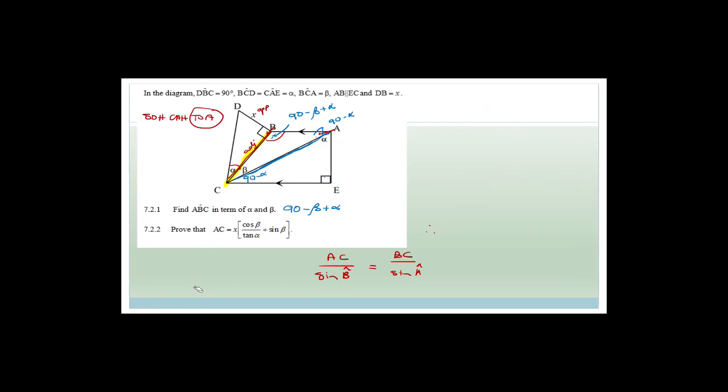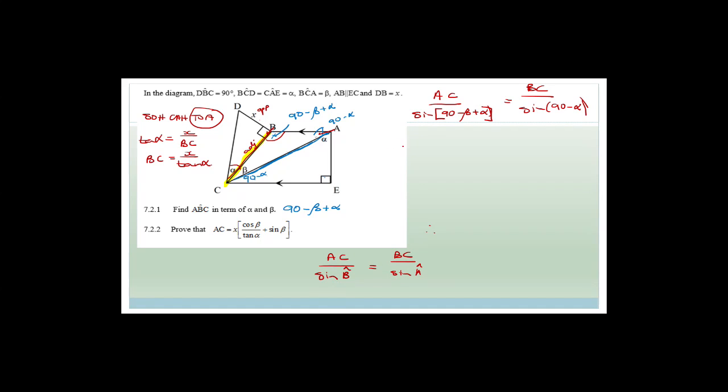Oh dear, it's okay, I can redo it. So sorry, I forgot that I needed this. So we've got tan of alpha is equal to x over BC, so therefore BC is equal to x over tan alpha. There we go, problem solved. Okay, so we want AC. So AC over sine of 90 minus beta plus alpha is equal to BC over sine of 90 minus alpha.